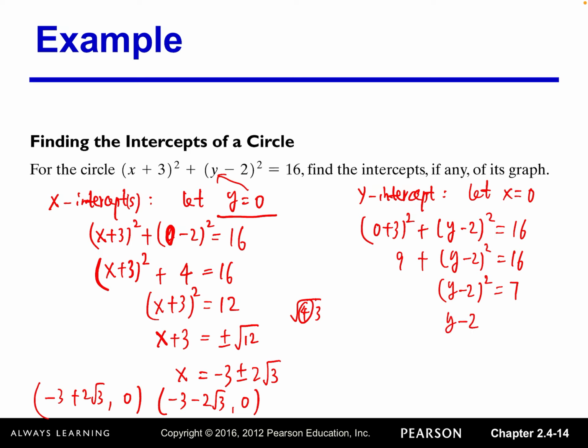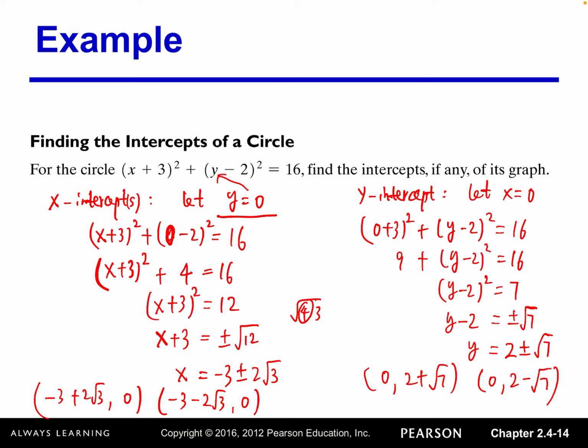So we got y minus 2 equals plus or minus square root of 7. 7 is already a prime number, so we cannot simplify the square root of 7 further. And then finally, add a 2 on both sides of the equation. y equals 2 plus or minus square root of 7. So we have 2 y-intercepts. One is 0, comma, 2 plus square root of 7. The other one is 0, comma, 2 minus square root of 7.